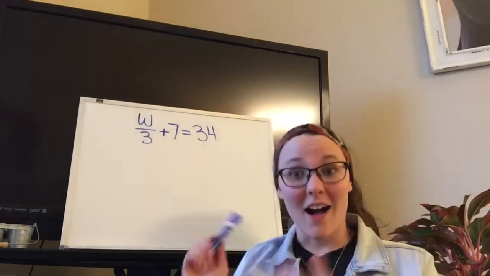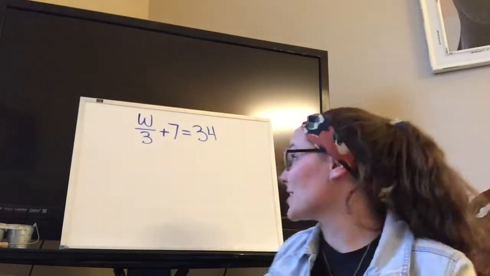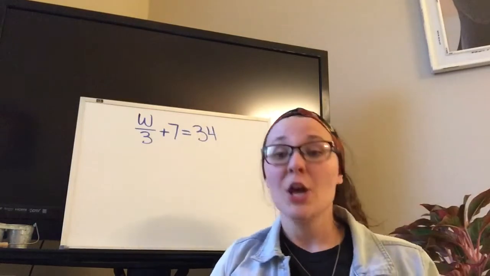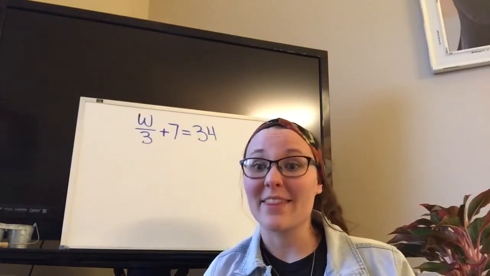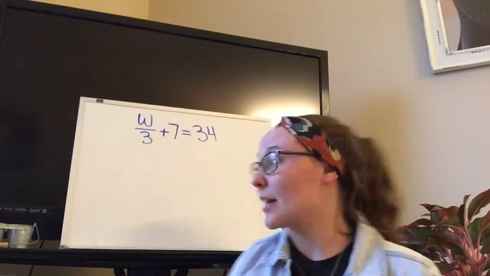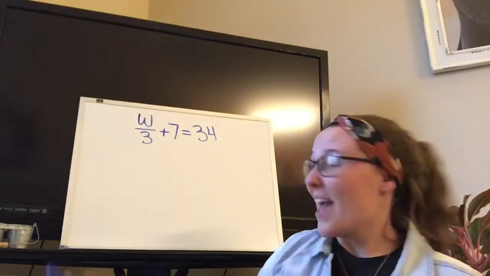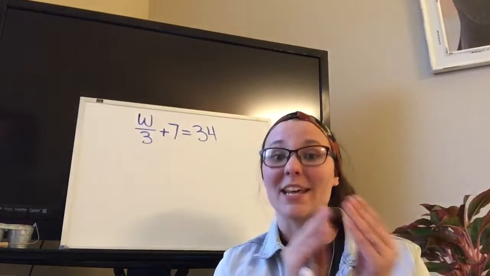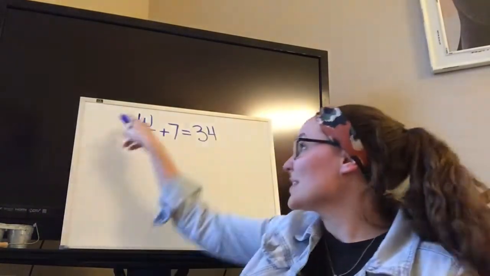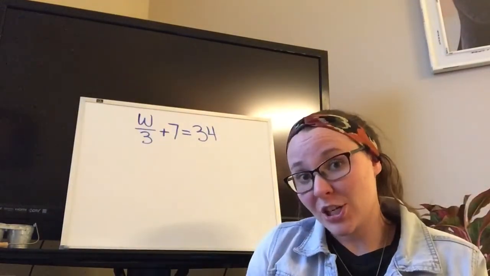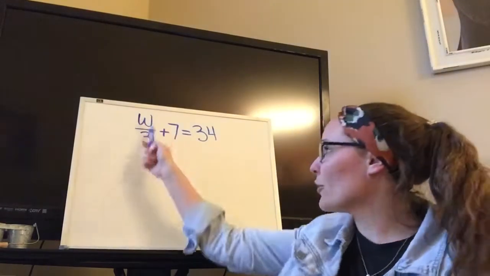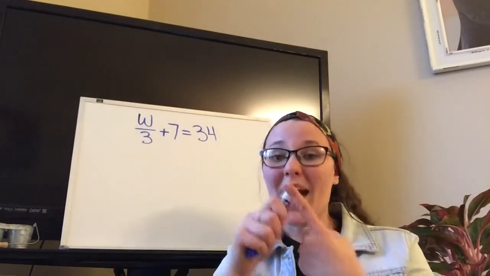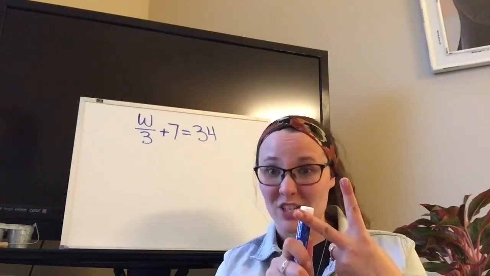Okay, so here's our first practice problem. W over 3 plus 7 equals 34. So the first thing I want you to note is that there's two different operations going on here. We obviously have addition, and then when we have a fraction, we know that every fraction is a division problem. So doesn't W over 3 look like a fraction? Yeah, so W over 3 is the same thing as saying W divided by 3. So we actually have division and we have addition going on.